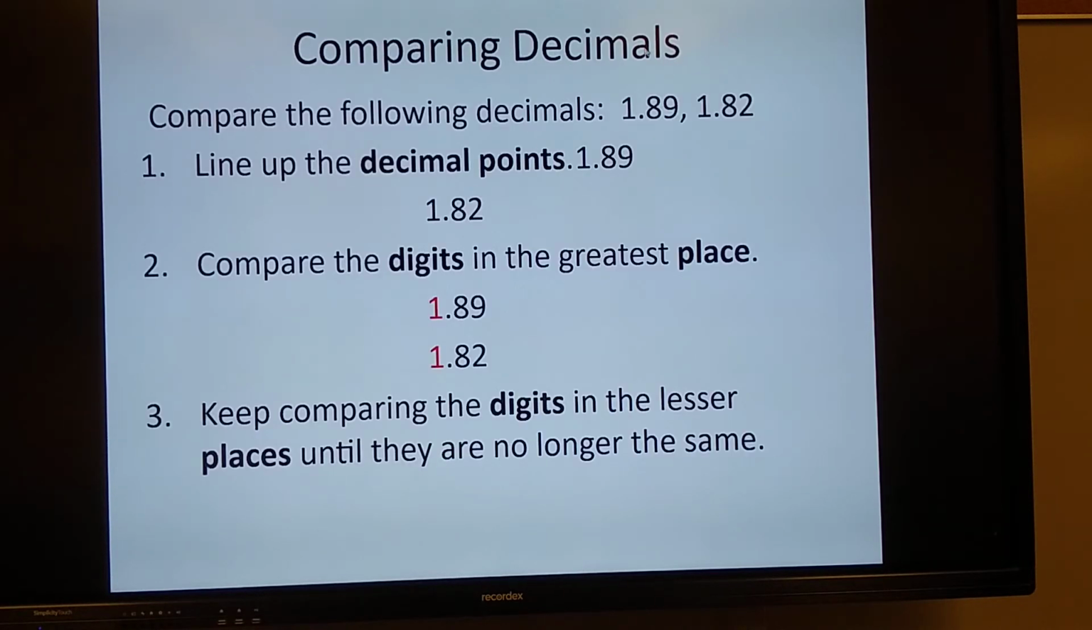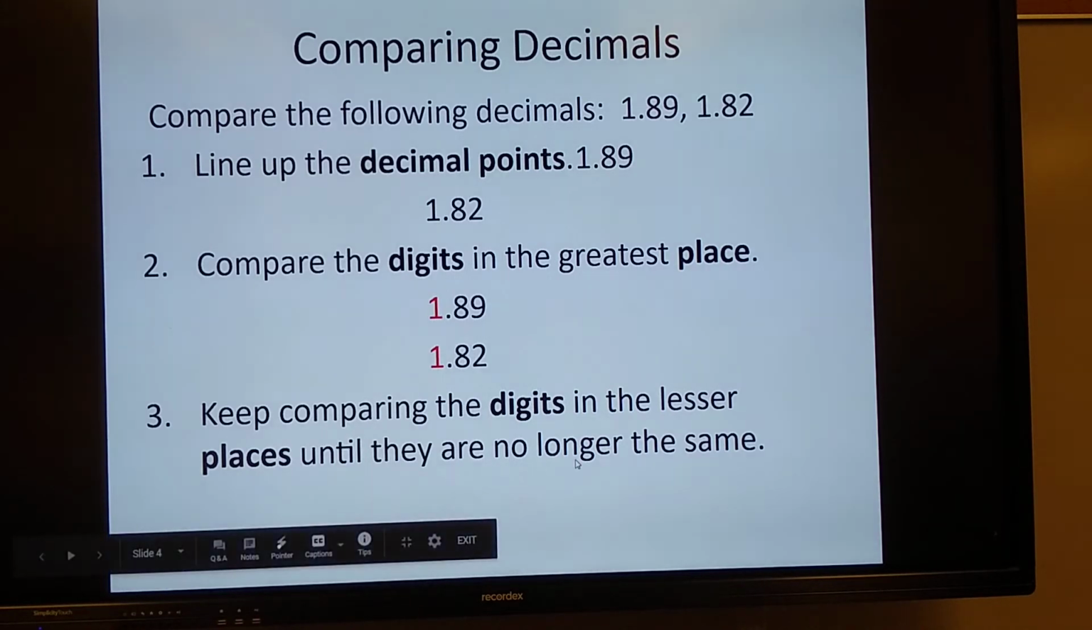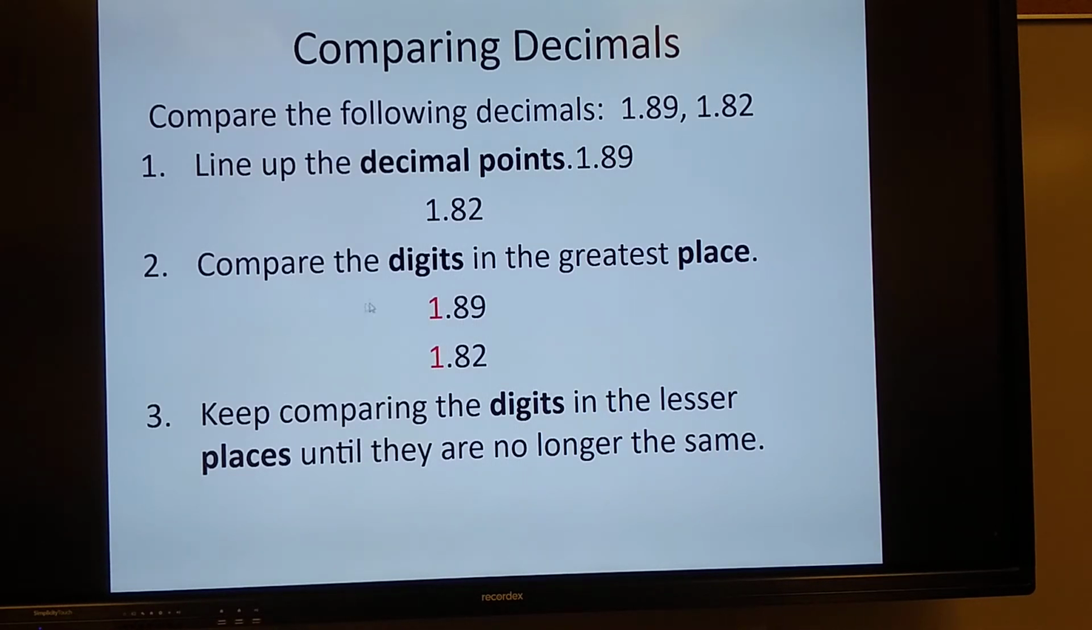We learned yesterday that you take the two numbers and you line them up by their decimal points. In other words, you stack them on top of each other by their place, and you make sure each place is on top of each other. For example, here in this number, the ones and the ones place are on top. The tens and the tens are on top of each other. The hundreds and the hundreds are stacked on top of each other. Make sure you line them up perfectly. And then you compare the digits in the lesser places until they're no longer the same. But you always start with the greatest place.